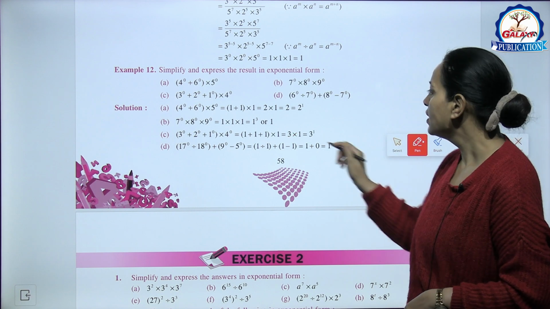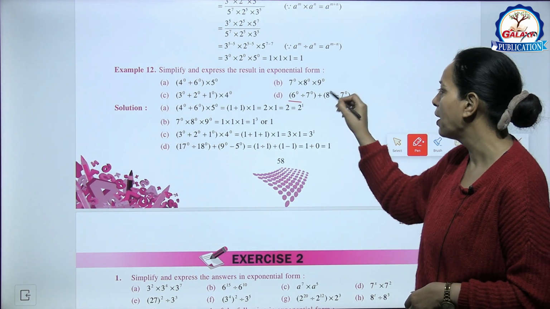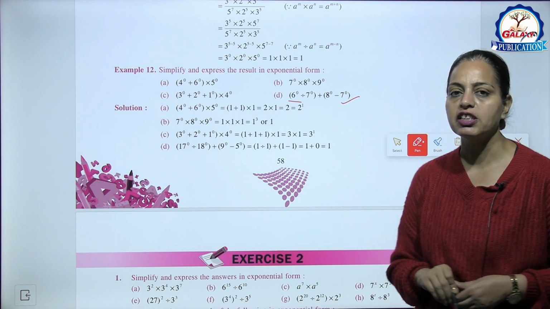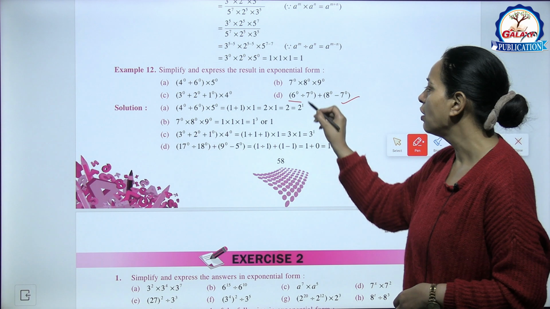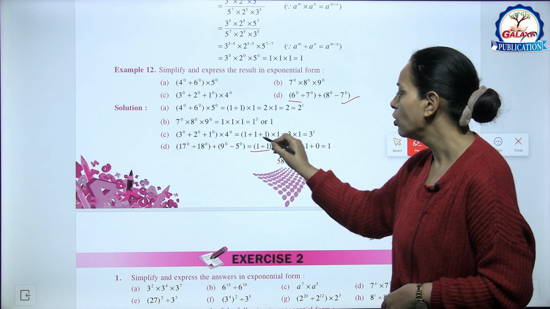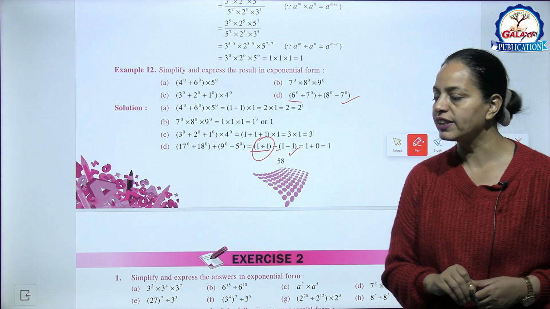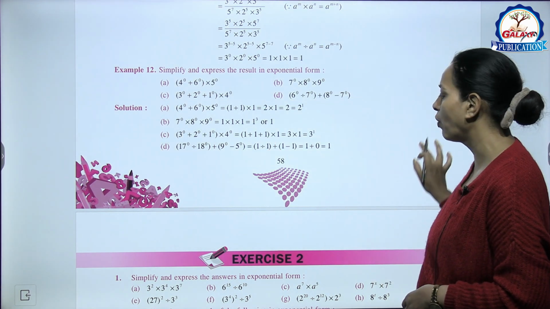Now D part, 6 raised to power 0 divided by 7 raised to power 0 plus bracket 8 raised to power 0 minus 7 raised to the power 0. So what will you get? 1 divided by 1 plus 1 minus 1. So 1 divided by 1, we always get 1 and this is 0. So 1 plus 0, answer is 1 only.